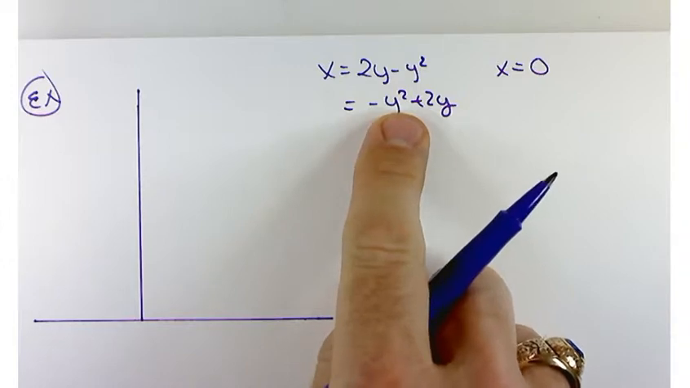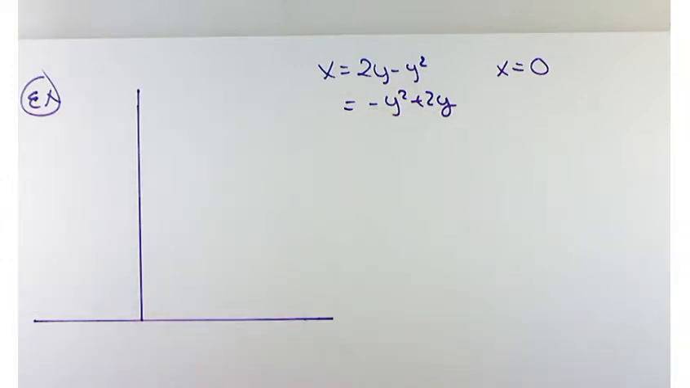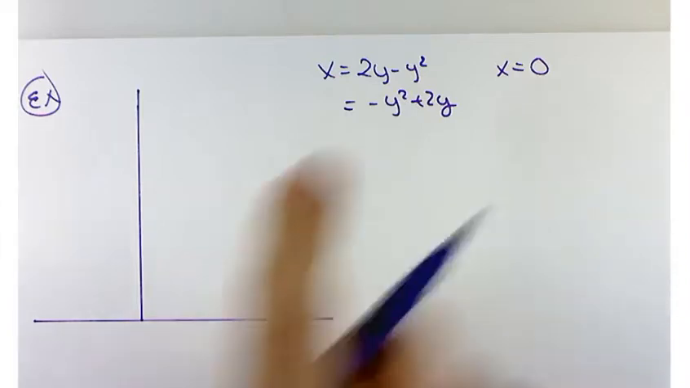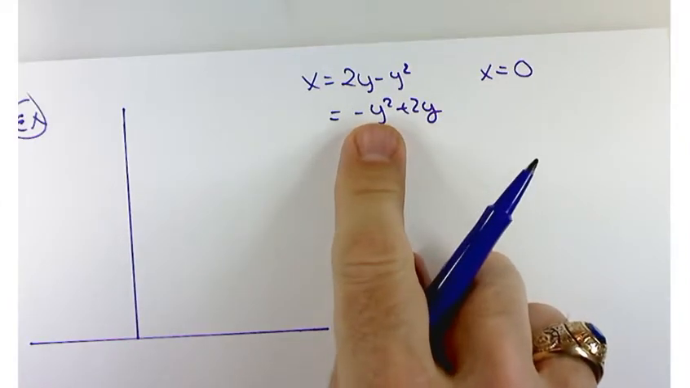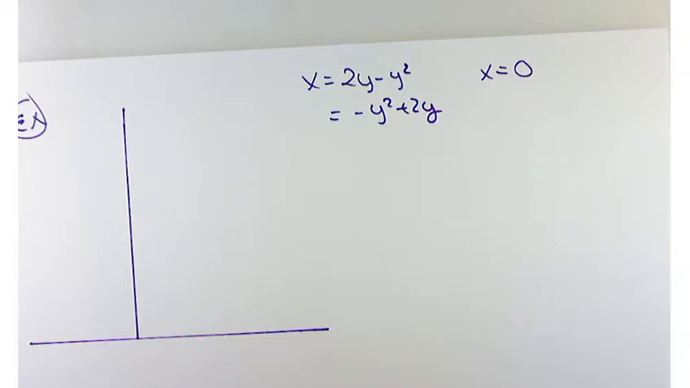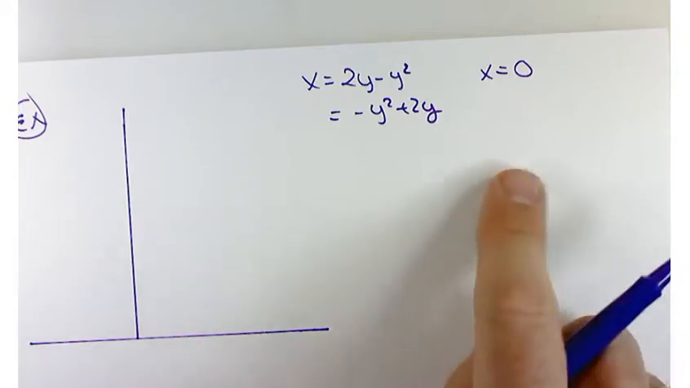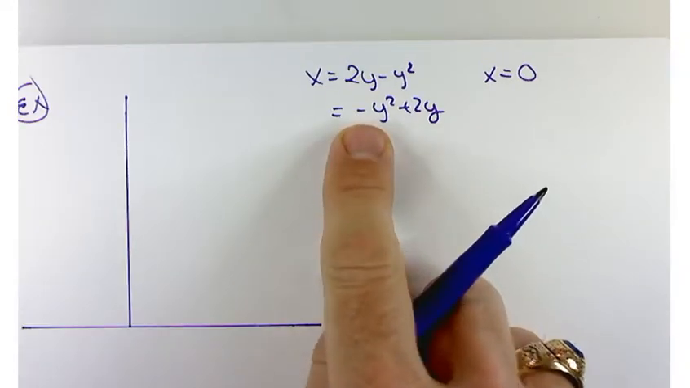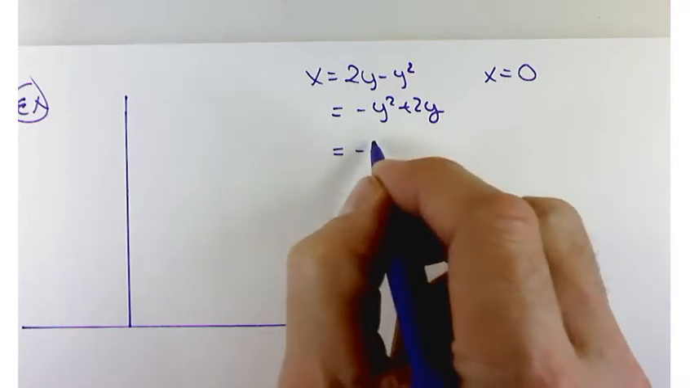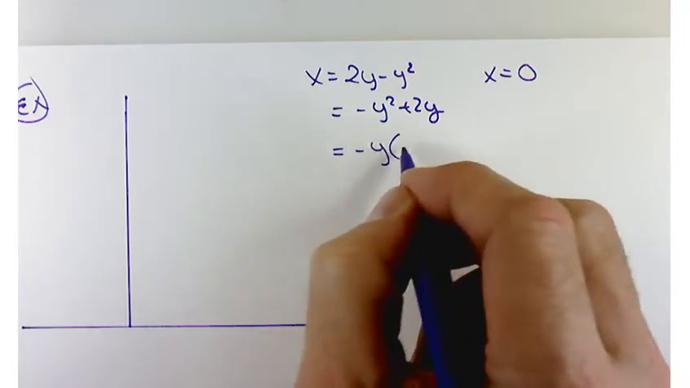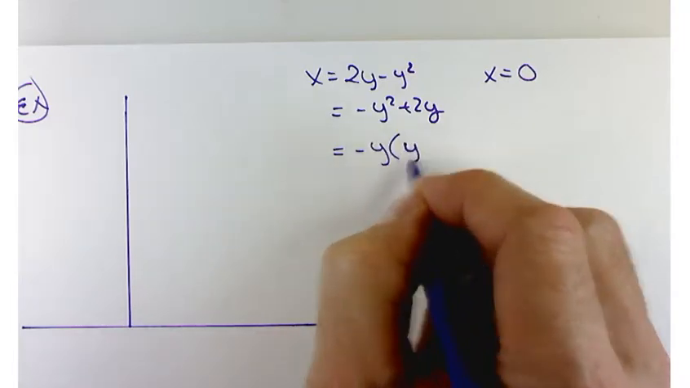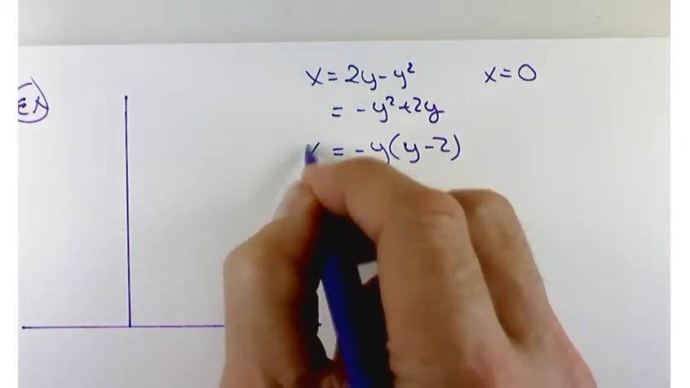What do I know about this? Well, because of the y squared, it's a parabola, right? Because of the fact that it's in y squared, it's going to open left or right. It opens to the left because you've got a minus here. Let's factor out the negative y. So it's negative y times y minus 2, like that.